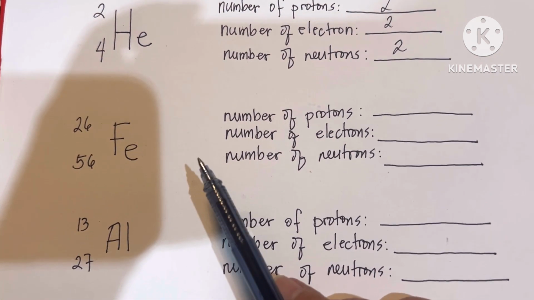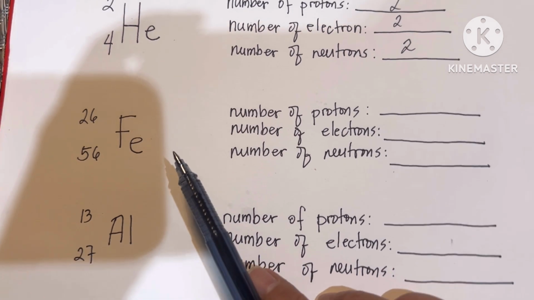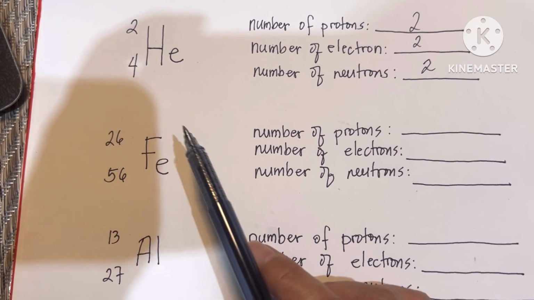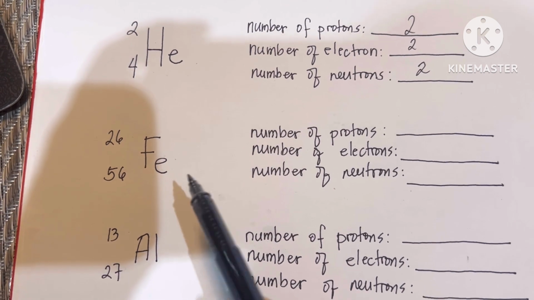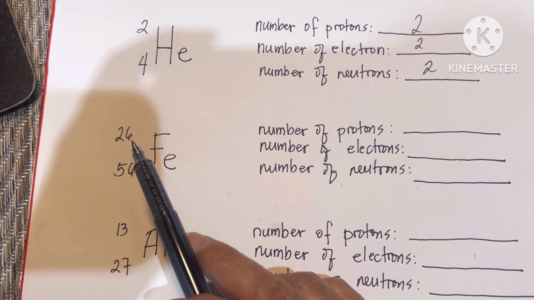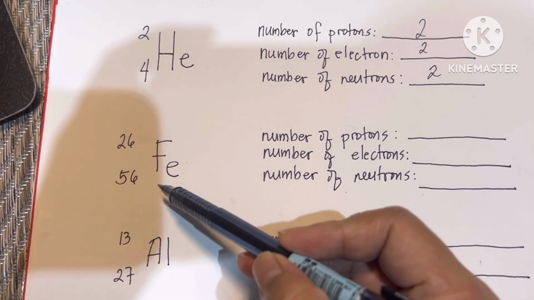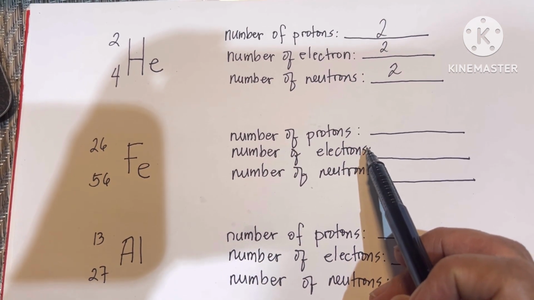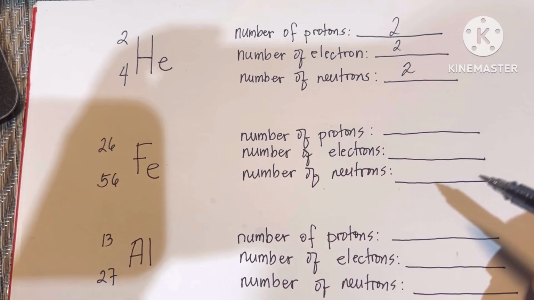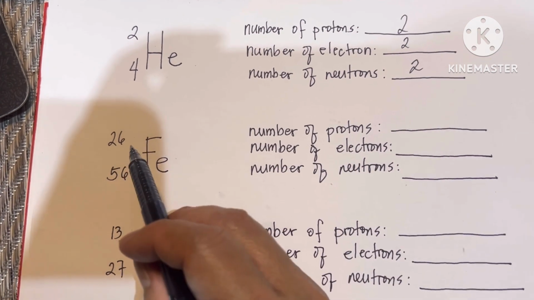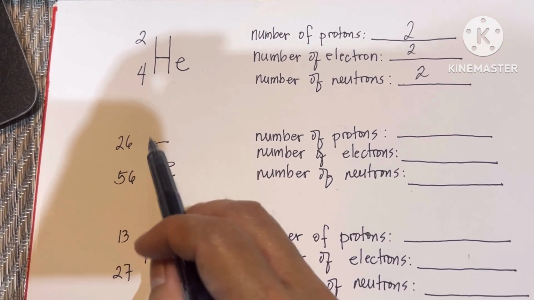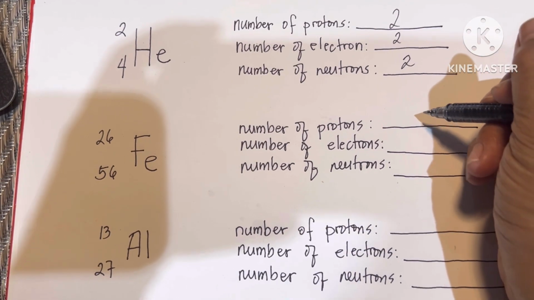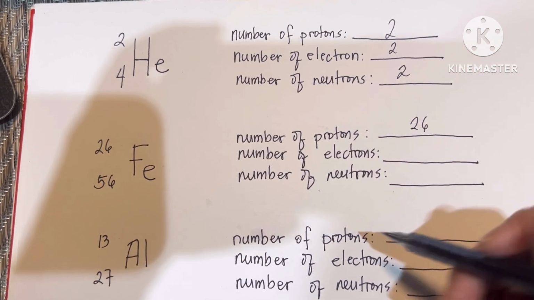Okay, now let's have the next element, which is iron. Chemical symbol for iron is capital F, small e. The atomic number is 26. The atomic mass is 56. Now, how many protons are there for this element? The atomic number is 26. Therefore, the number of protons is 26.